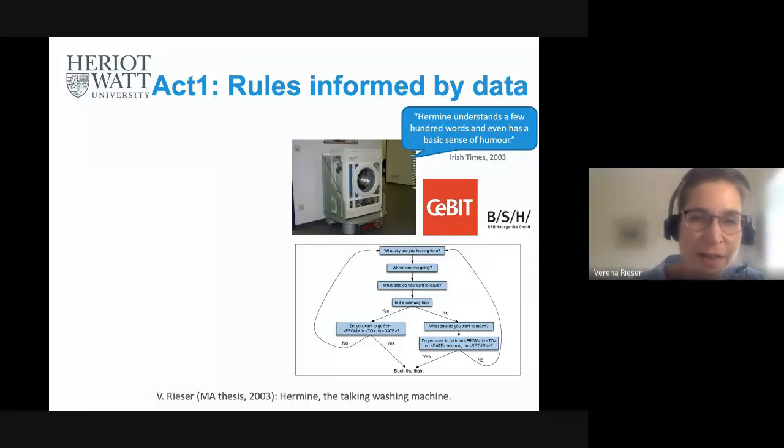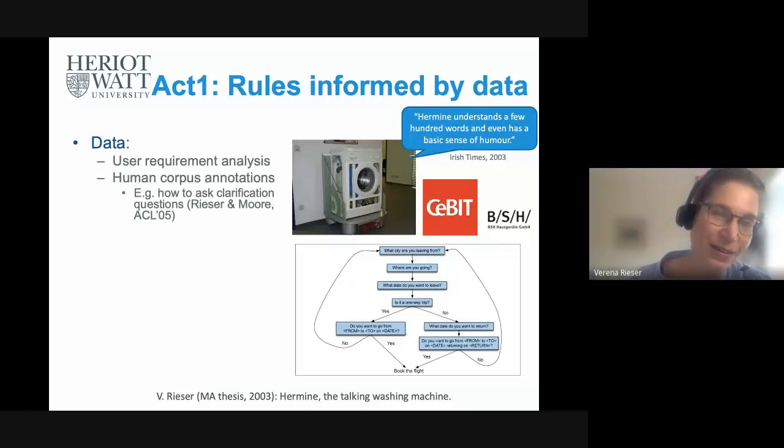And the Irish Times put it very appropriately, "Hermine understands a few hundred words and even has a basic sense of humor." And that really describes that system very well. It wasn't very sophisticated, but it was funny and people loved using it. So how did we build it? So some people might say it's rule-based, whereas the data here, so we still actually use data, but not for learning on, but to inform system design.